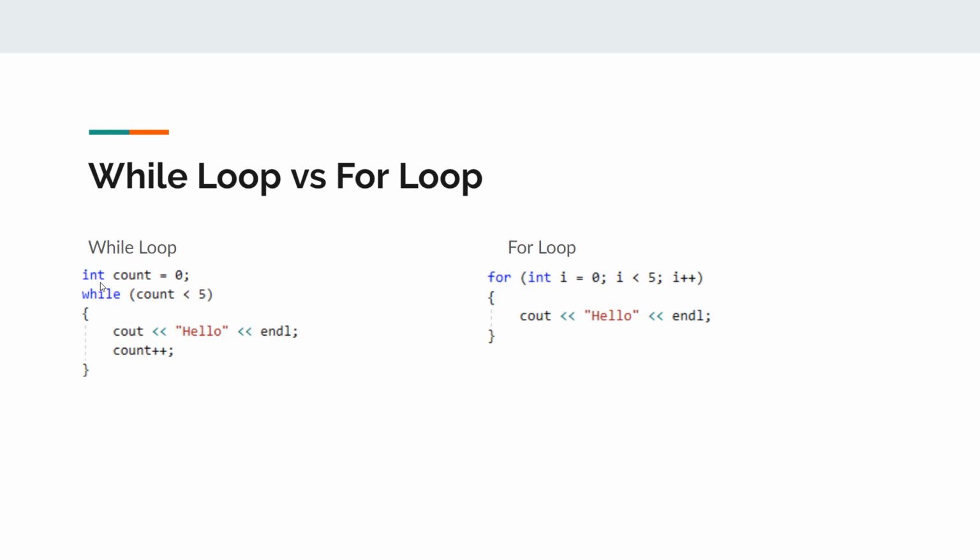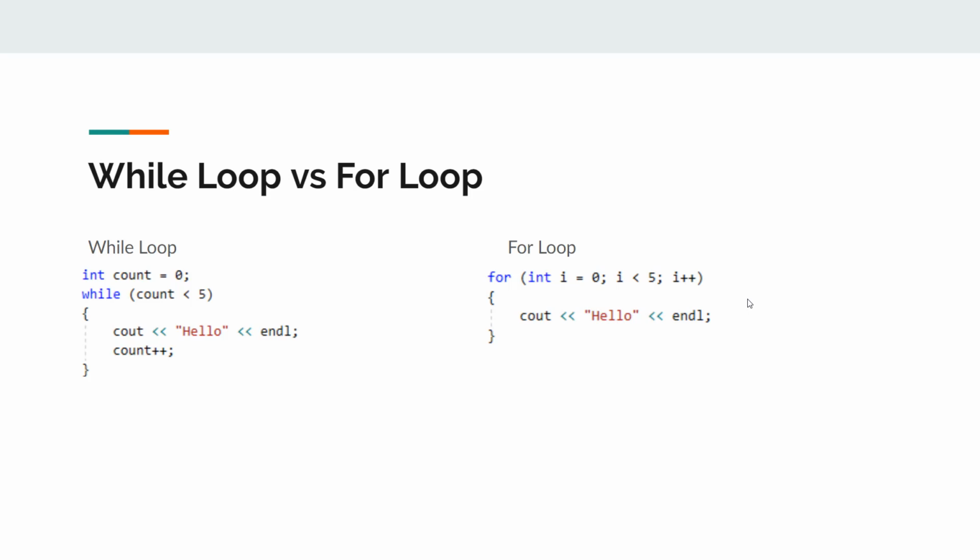So in the while loop, we are initializing the LCV: int count equals 0. In the for loop, int i equals 0 is initializing the LCV. Our test expression in the while loop is count less than 5. In the for loop, after the semicolon here, we have i less than 5. The body of the loop is the same: cout hello endl, cout hello endl. And then we have modifying the LCV here, count plus plus, and i plus plus here. And again, I want to reiterate, these two pieces of code do the exact same thing.